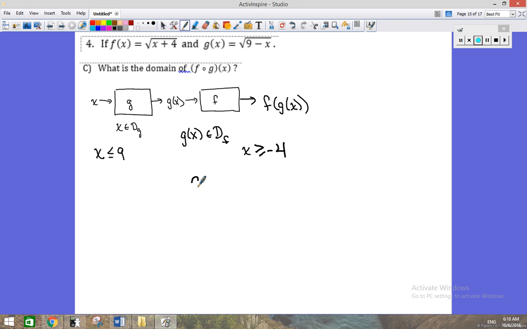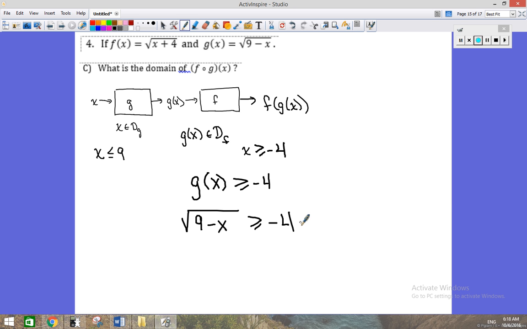This G of x has to be greater than or equal to -4. G of x is the output of a square root, a principal square root. On the left side, it's always 0 or positive. So 0 or positive, it's going to be bigger than or equal to -4. We're not going to have any problems with the output of G, because F will accept all of these numbers. F likes positive numbers. It will even accept a few negative numbers, all the way to -4.